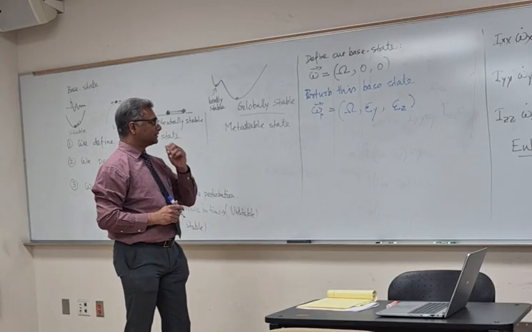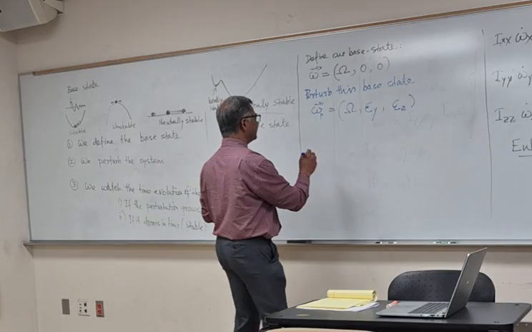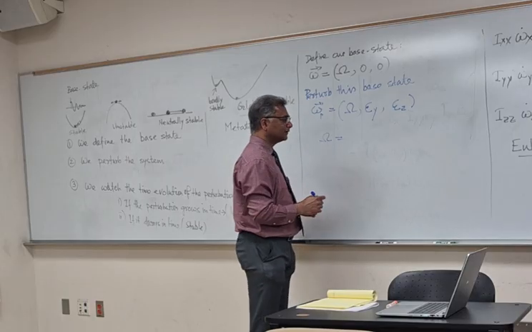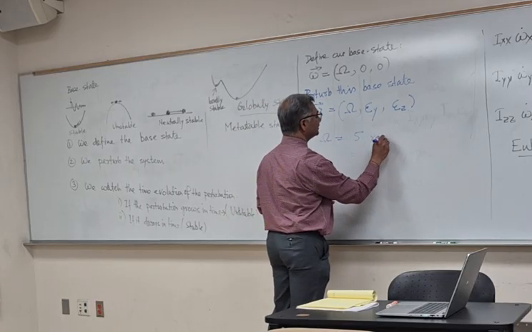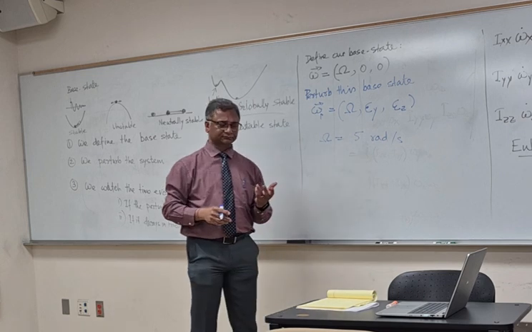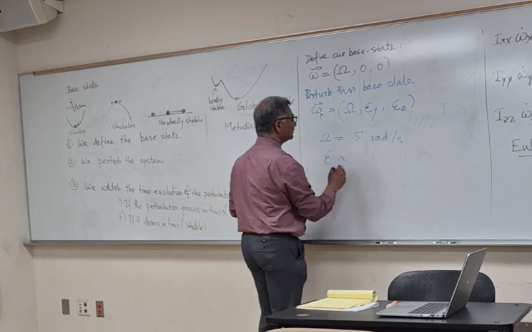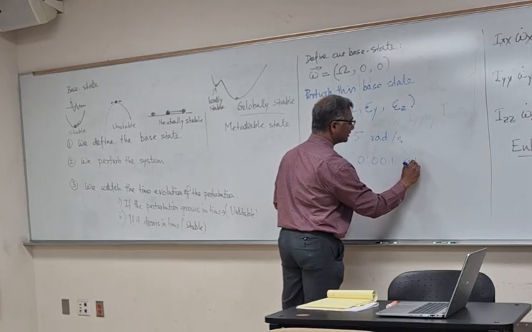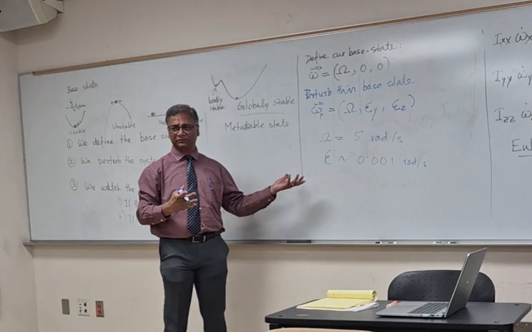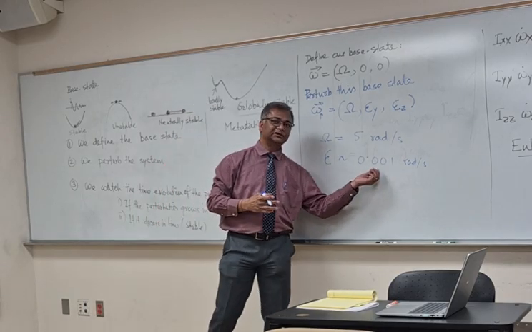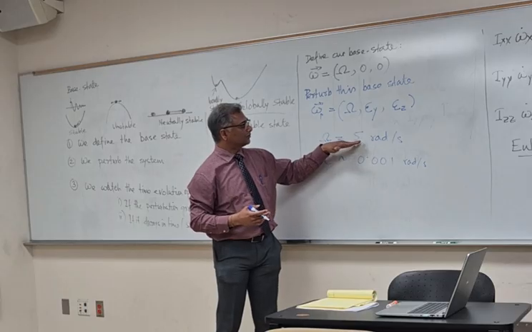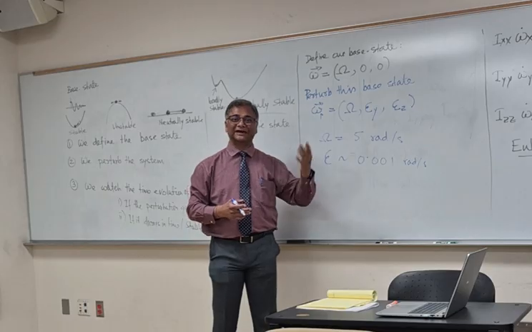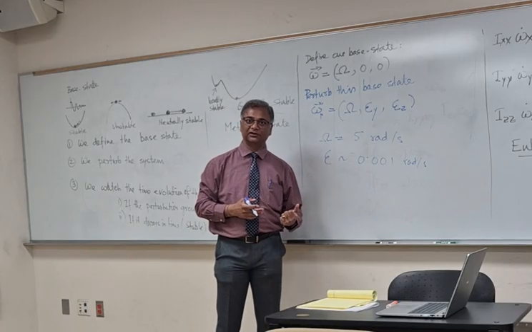What does it mean? It means that, say, if Omega is 5 rad per second, the epsilons could be of the order of 0.001 rad per second, like that. For example, this is just an example. It can be smaller, it can be larger, but they are an order of magnitude smaller than this one, right? At least one order of magnitude less than that one.